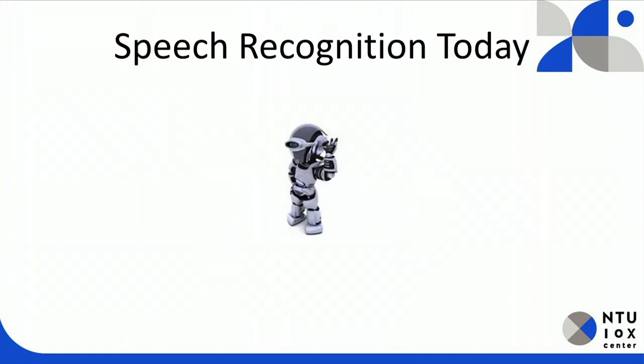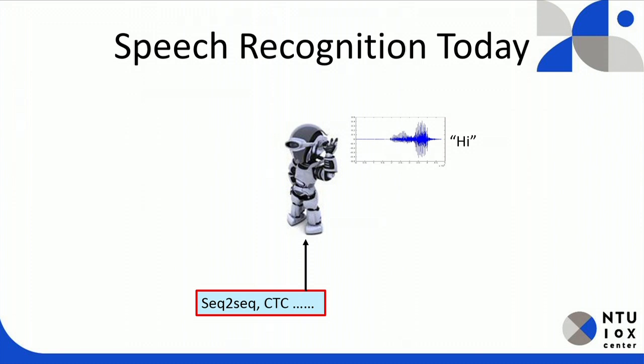I know everyone is very familiar with speech recognition. To train a speech recognizer today, you have to collect a large amount of data. There are lots of state-of-the-art models. You can train a speech recognizer end-to-end, input the speech signal, output a word sequence, and that's it. There are lots of models that can achieve that, for example, sequence-to-sequence models and CTC. However, to train this kind of model, you have to collect a large amount of data.